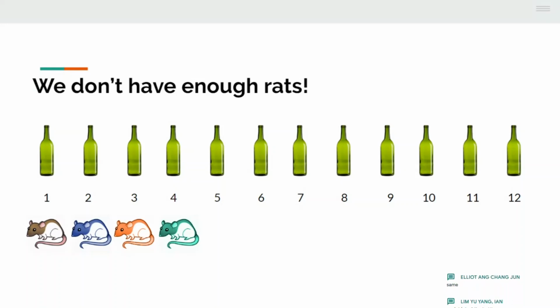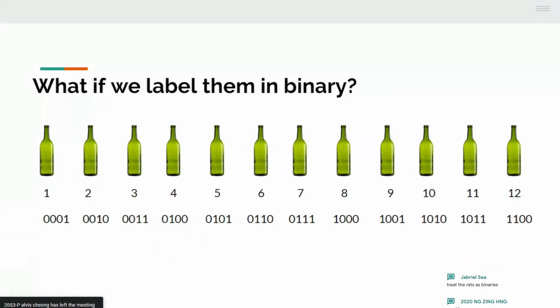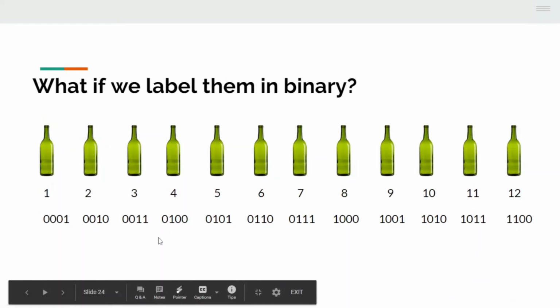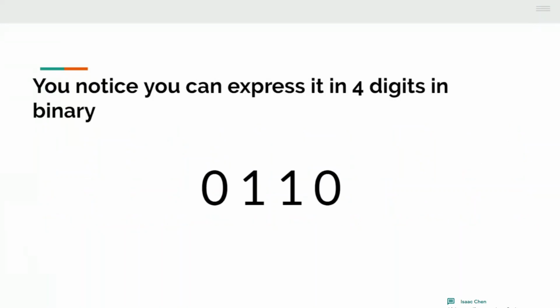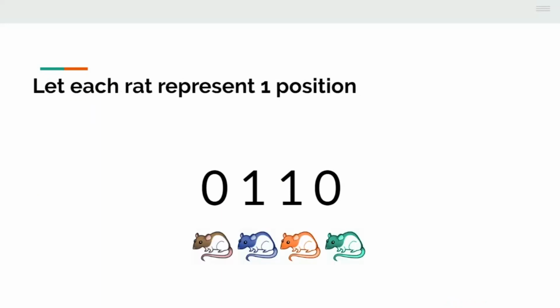So firstly, let's think about labeling all these bottles in terms of binary. So 1 is 1, 2 is 1, 0, 3 is 1, 1, etc. Then 12 is 1, 1, 0, 0. You notice that you can represent all these bottles in terms of 4 digits of binary. What else is also 4? Oh yeah, the number of reds. So let's just match each red to each binary digit position.